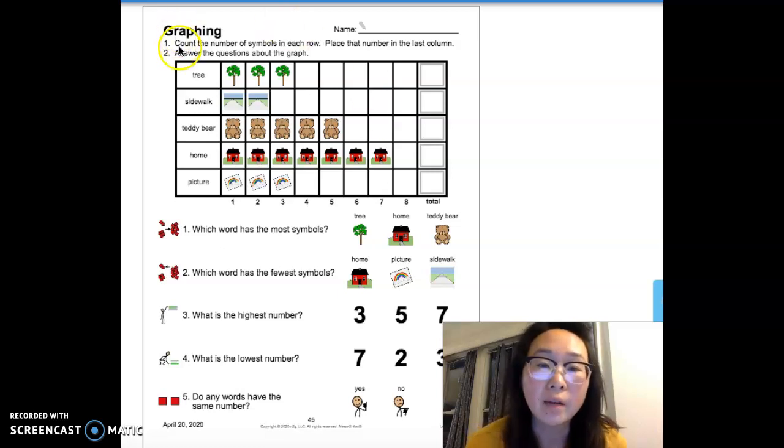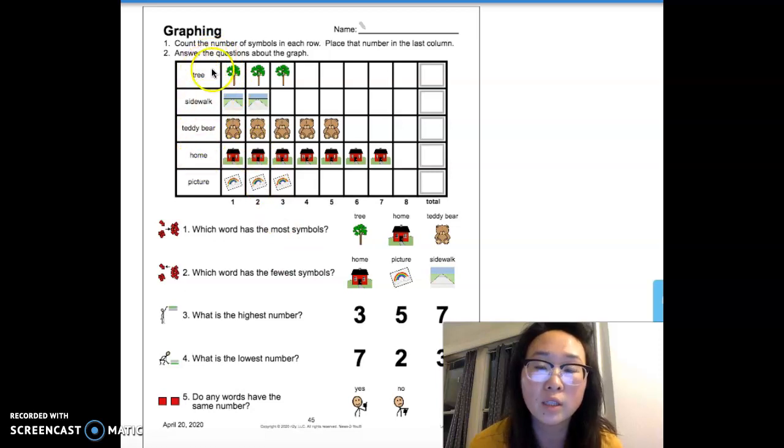So graphing. Number 1, count the number of symbols in each row. Place that number in the last column. 2, answer the questions about the graph. We're going to fill out this graph, and then we're going to answer these questions.